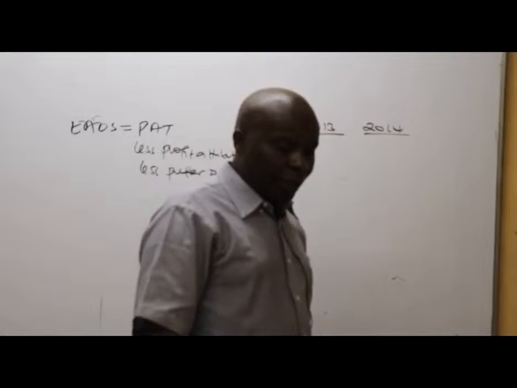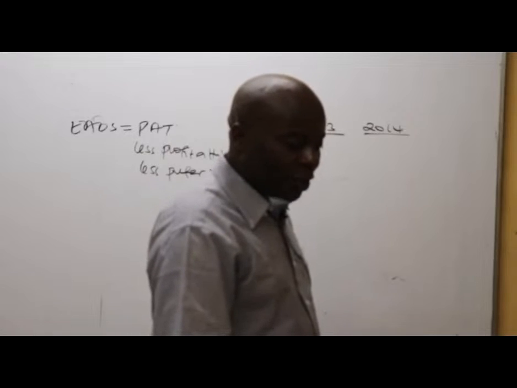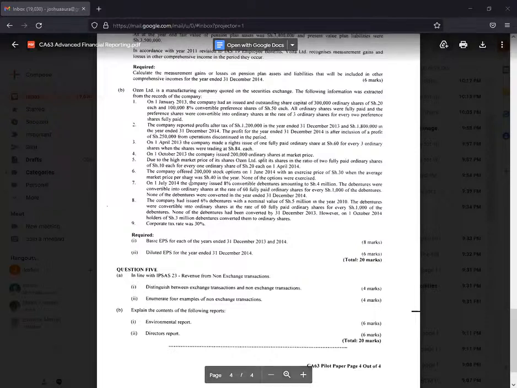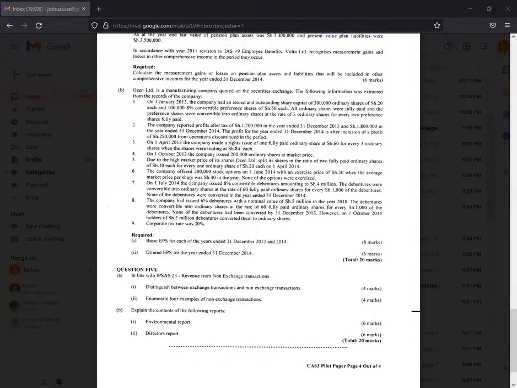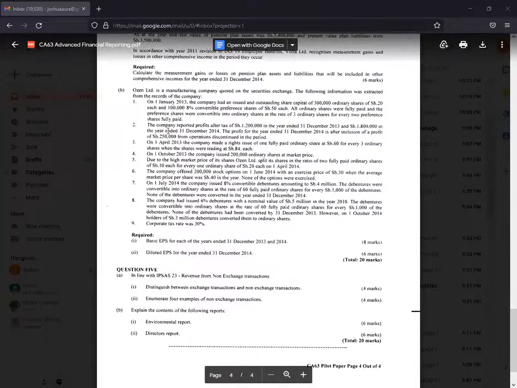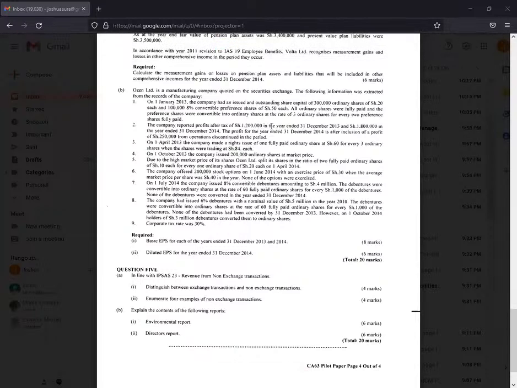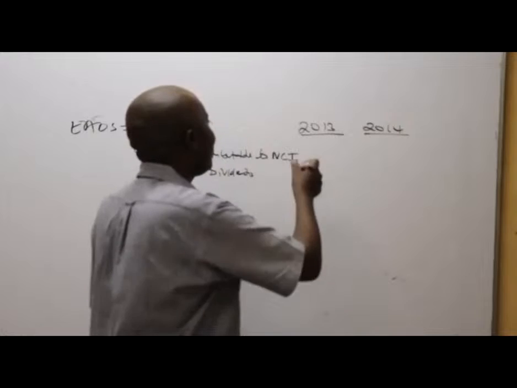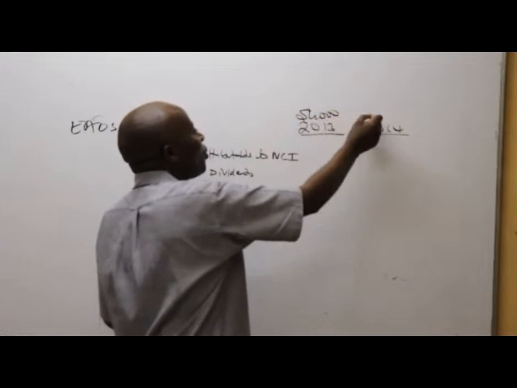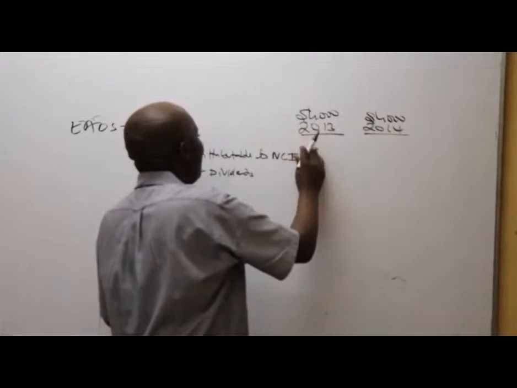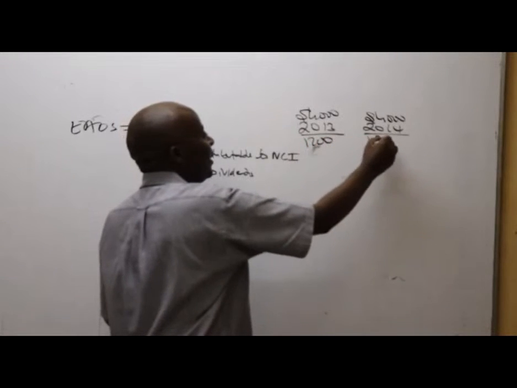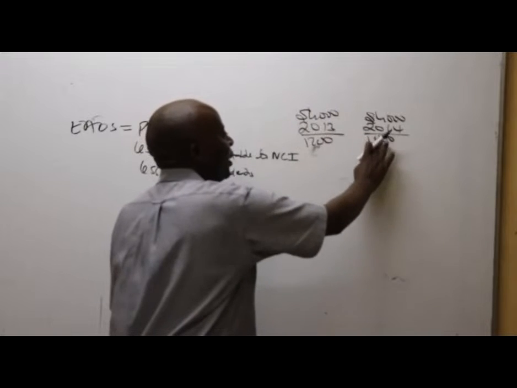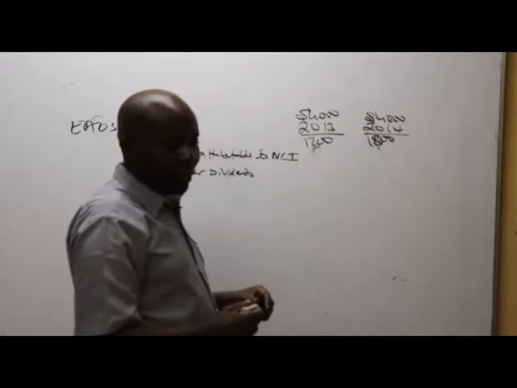Great. Ladies and gentlemen, please, let's give this examiner the profits attributable to ordinary shareholders. So we start with the reported profit. Note number 2: the company reported profits after tax of 1,200 and 1,800. I would want my figures to be in shillings, thousands. So it is 1,200 profit after tax, and the other is 1,800.